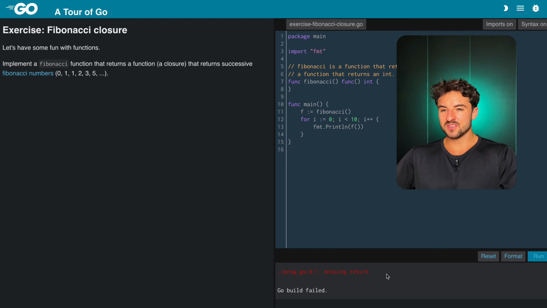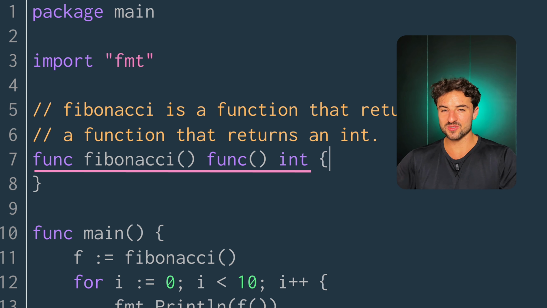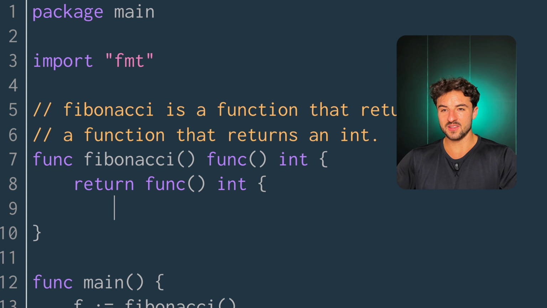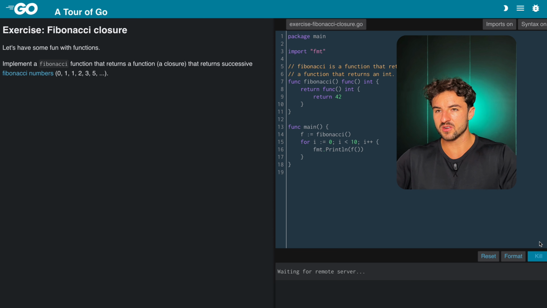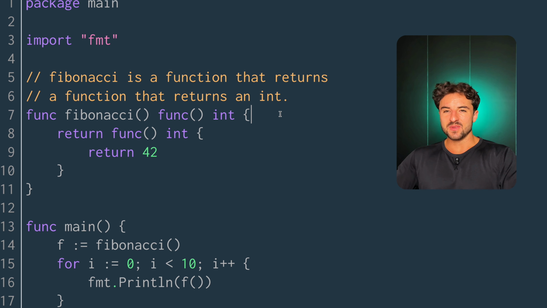First course of action is to get this program to compile: missing return. Let's just fulfill this function type contract as easily as possible by returning a func, which returns an int. And then inside of here, we return some number. That should now compile and run, giving us 42 10 times. Let's now actually implement the algorithm.